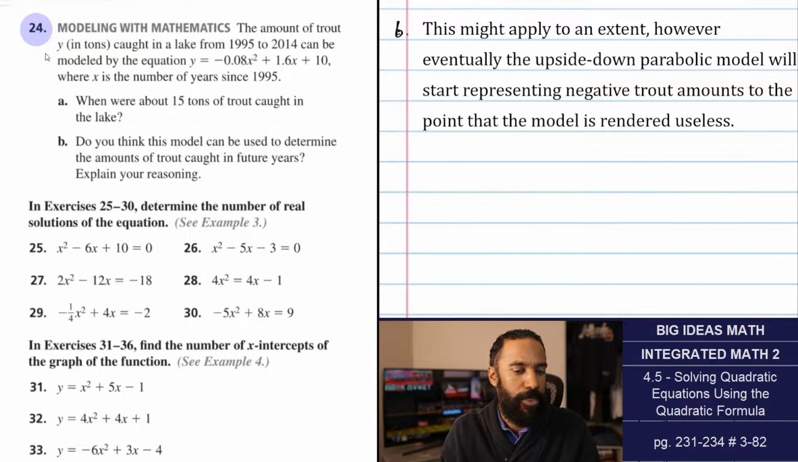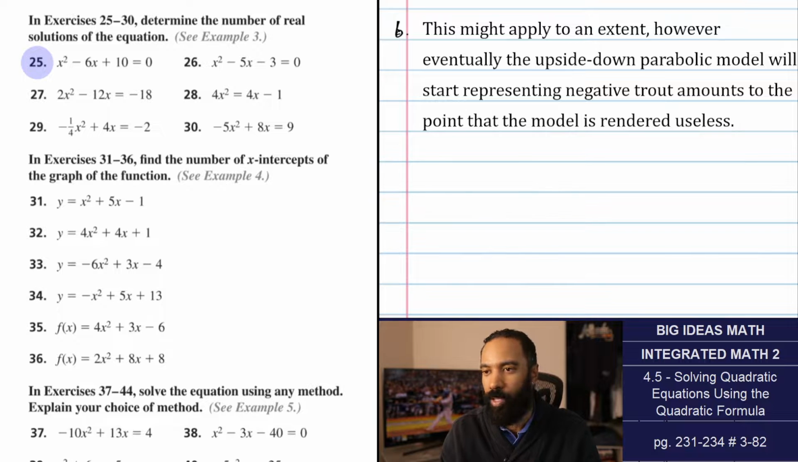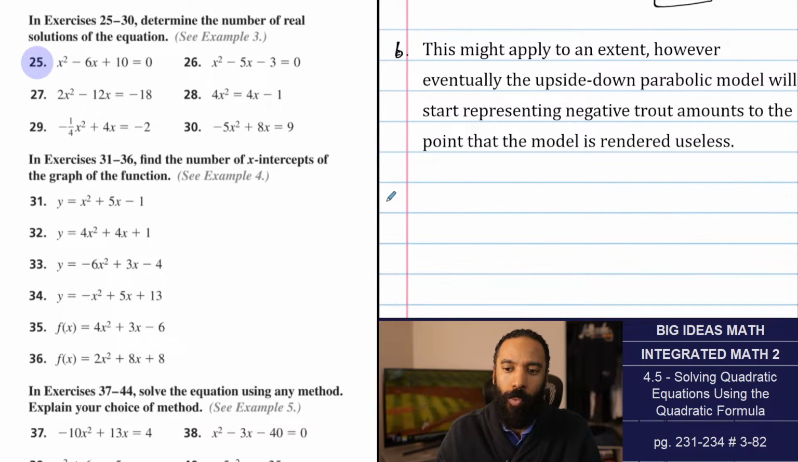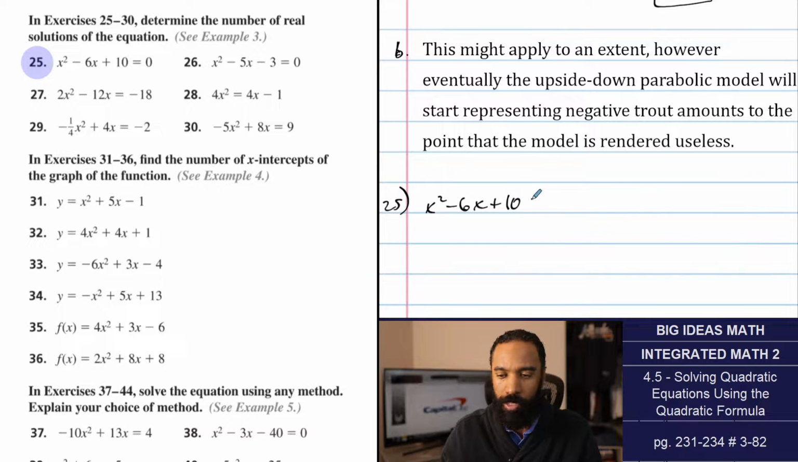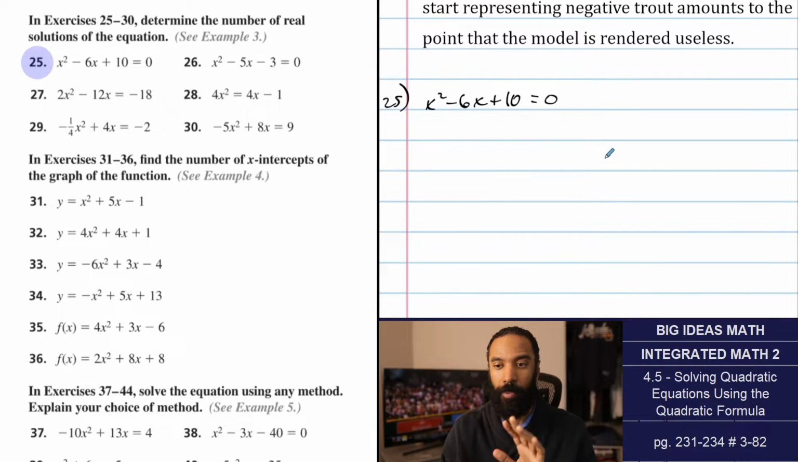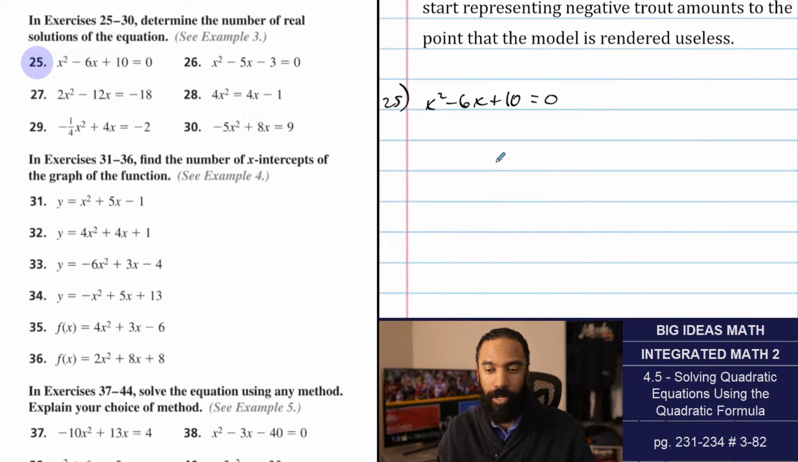Okay, numbers 25 to 30: determine the number of real solutions to the equation. So we've been doing a lot of this with the discriminant. Maybe I really leaked it early, but we're not going to solve the entire thing. We still need to set it equal to 0 if it's not, and still use the discriminant portion. Once I find the discriminant, I don't care what the value is. I only care what the sign is. Unless the value is 0, then I care.